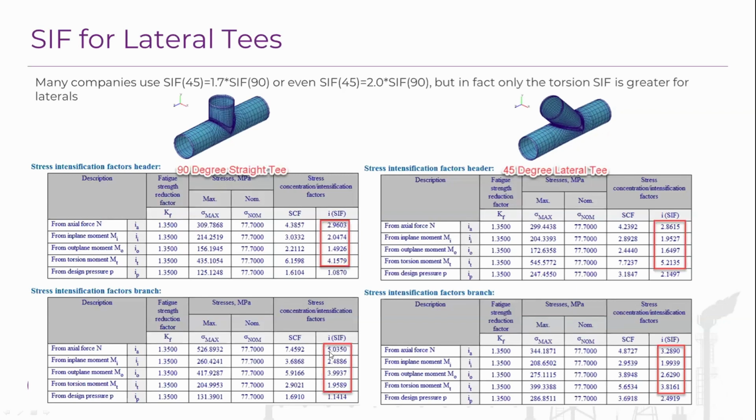You see, this is 5.0, and here you see 3.2. So it's lower than for straight T, and the same with all other stress intensification factors except the torsional moment stress intensification factor. It is the only factor which is greater for the lateral T. So this approach is too conservative.